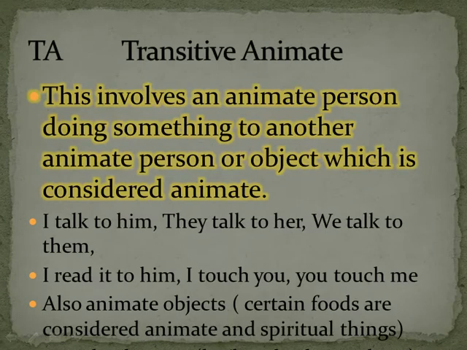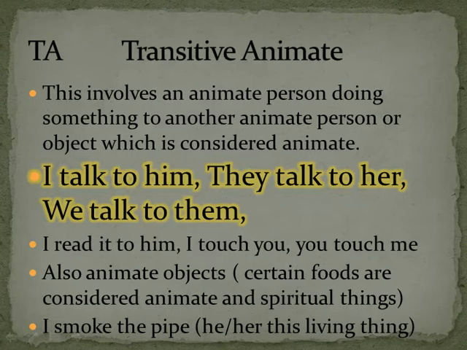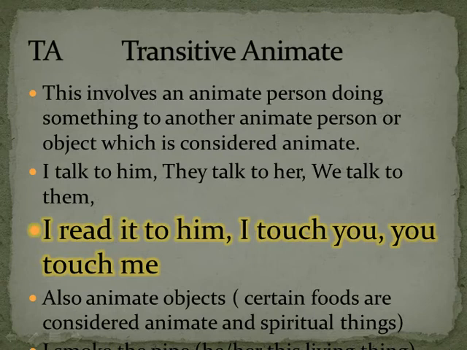The final type of verbs are transitive animate verbs. This involves an animate person doing something to another animate person or object which is considered animate. I talk to him. They talk to her. We talk to them. I read it to him. I touch you. You touch me.